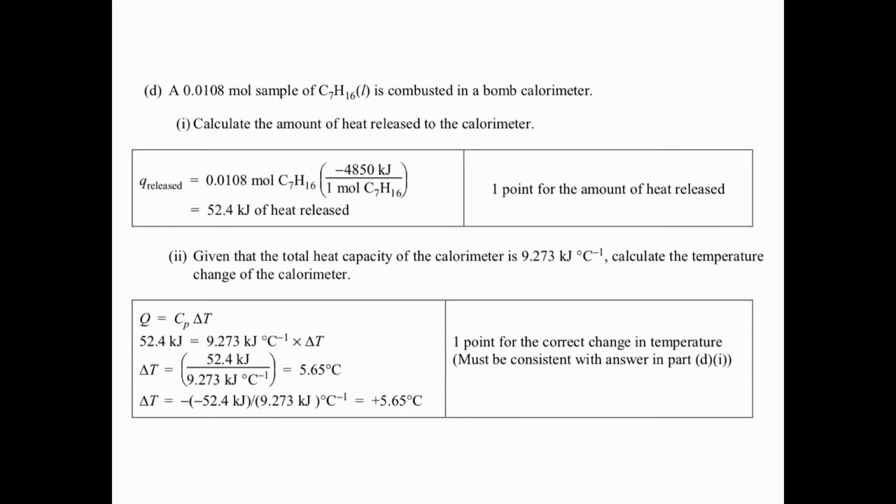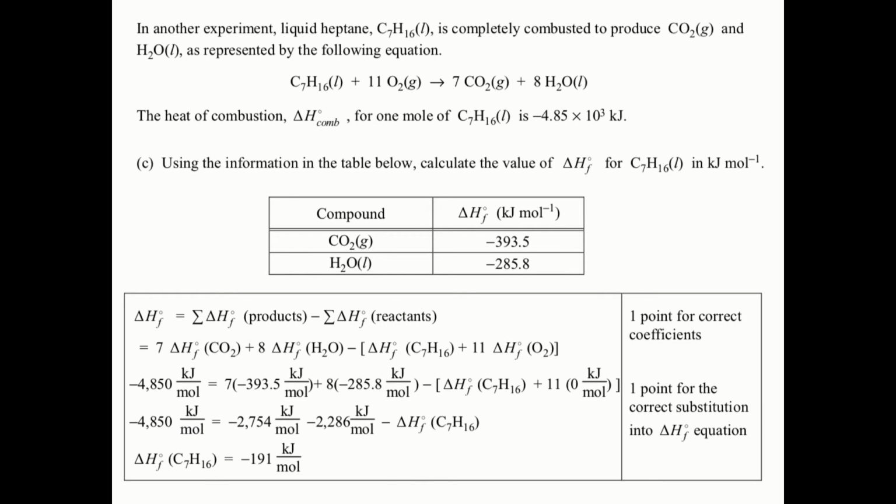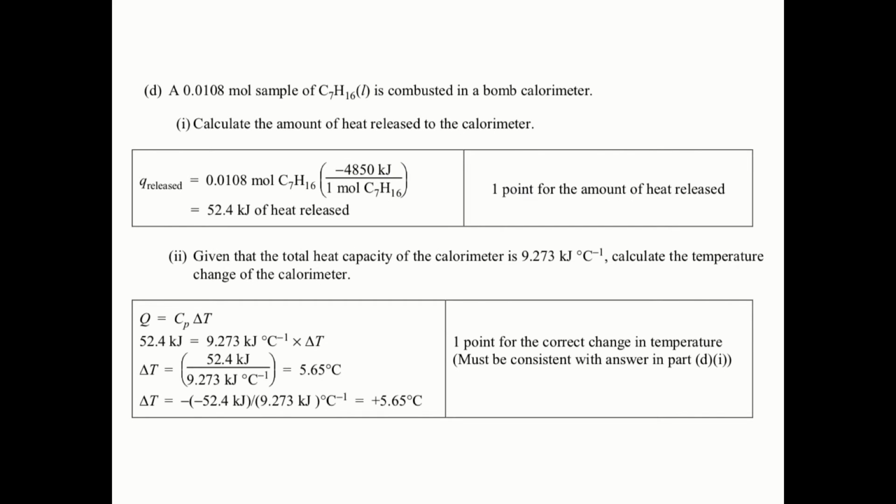It says calculate the amount of heat released to the calorimeter. Okay. Well, if you look at the problem before, we were told that negative 4,850 kilojoules are released per mole of C7H16. Well, if it's 0.0108 moles, all you have to do is multiply them in order to determine how much heat 0.0108 moles of your heptane would release, since it's not actually 1 mole. So the answer you get is 52.4 kilojoules of heat released, or you could say negative 52.4 kilojoules of heat.